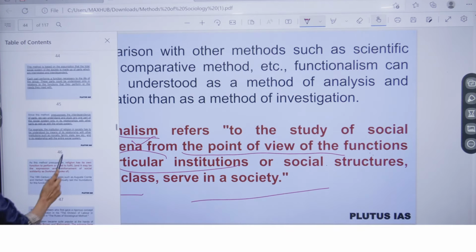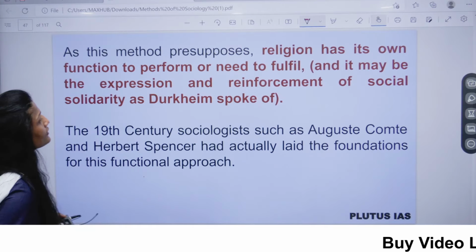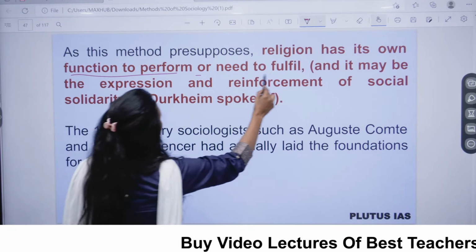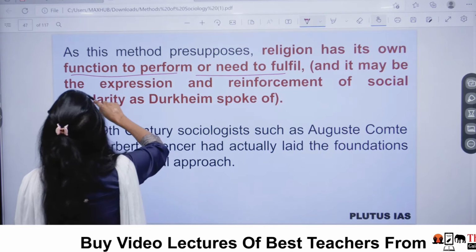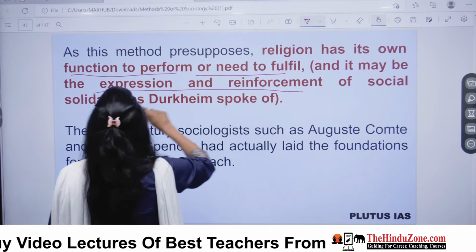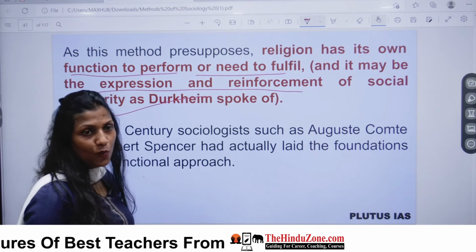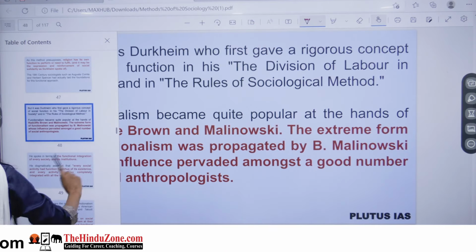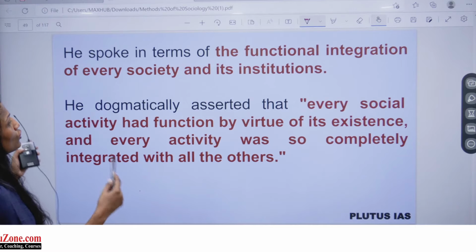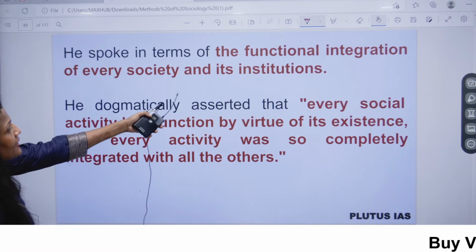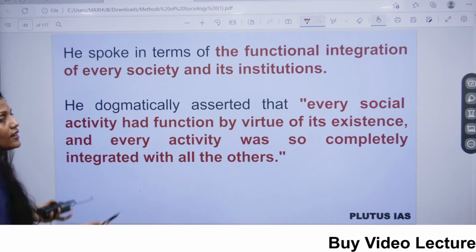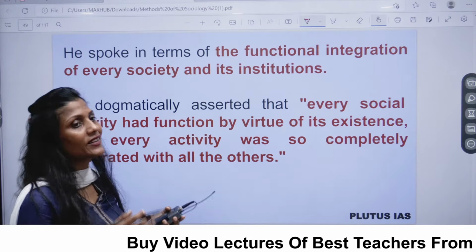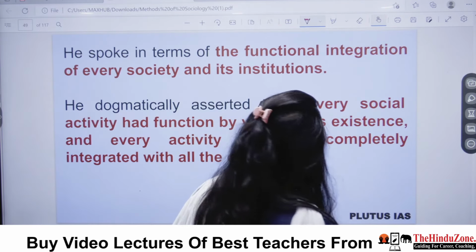So I think I have highlighted all this. Religion has its own function to perform or need to fulfill, and it may be the expression and reinforcement of social solidarity, as Durkheim spoke of. The functional integration of every society and institution is there. By using the functional method, we can very much evaluate that particular function, whether it is happening or not.